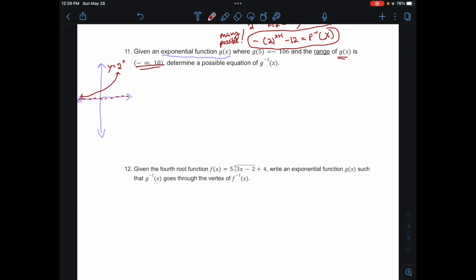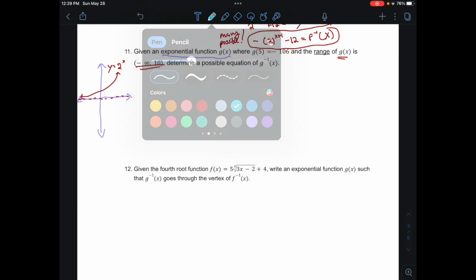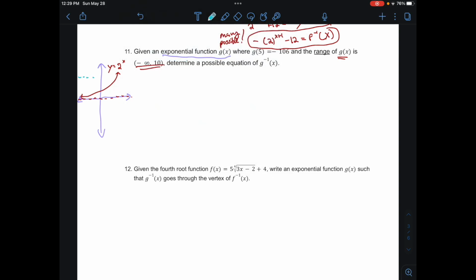Because our range of this function, g of x, is -infinity to 10, that tells me that I actually have a horizontal asymptote at 10, and I go down to -infinity. So maybe I look like this, okay? Maybe I look something like this. I don't really know. But a reflection over the x-axis in this case, and then a shift up would accomplish this. So if I begin with some parent function, say g of x equals 2 to the x, and then I consider my range, I'm going to throw a plus 10, and that's going to put my asymptote right there.